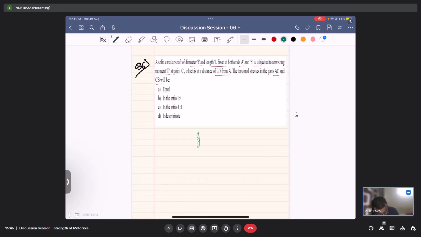So we are given a solid circular shaft like this, which is fixed at both ends A and B, having a diameter D and length L, subjected to twisting moment T. Let us say this is at point C, and this has a length L by 5 from A. So this would automatically be equal to 4L by 5 from B. I hope the question is at least clear for you all.